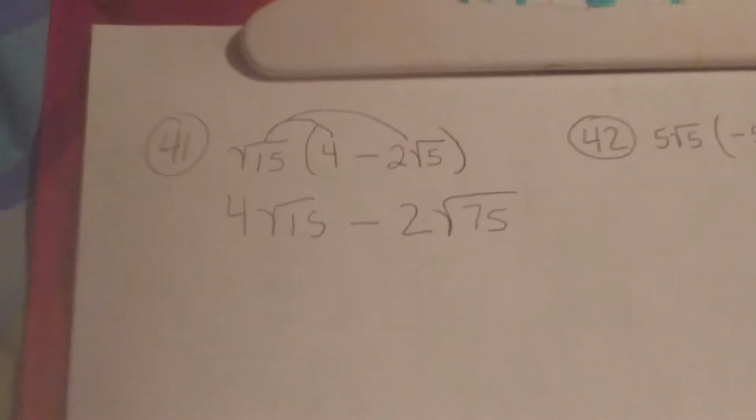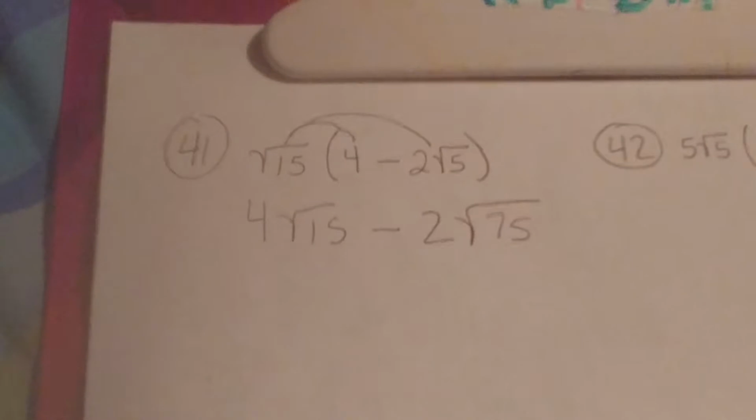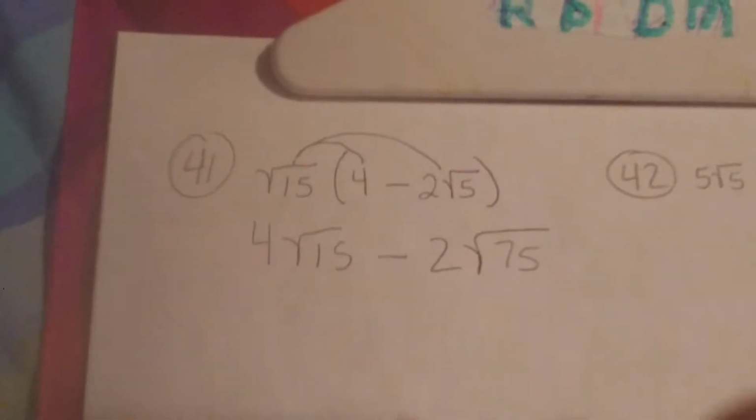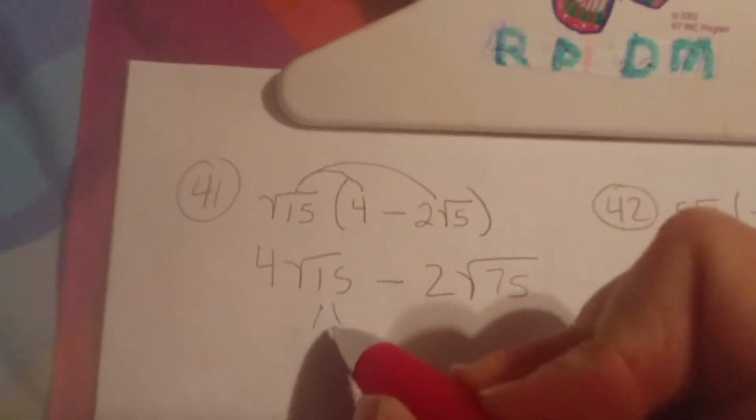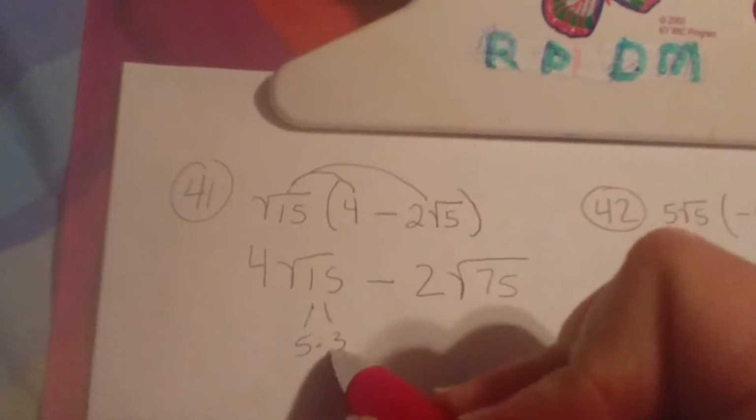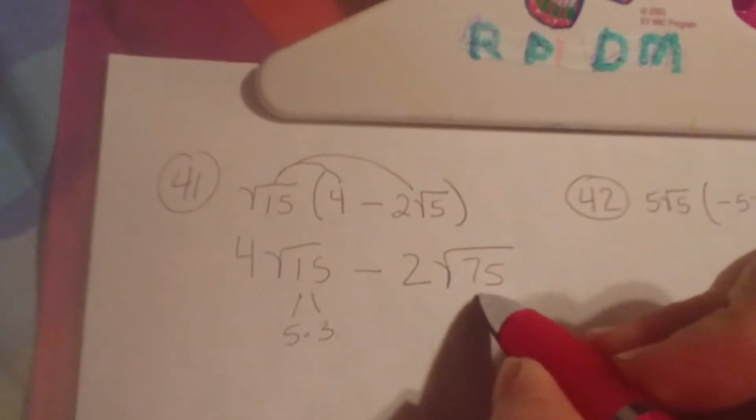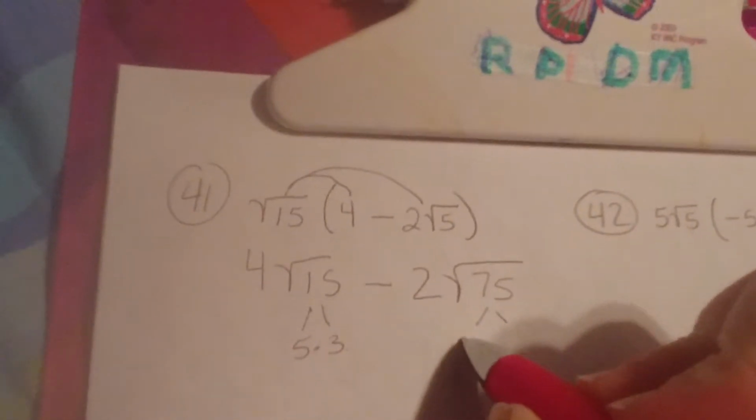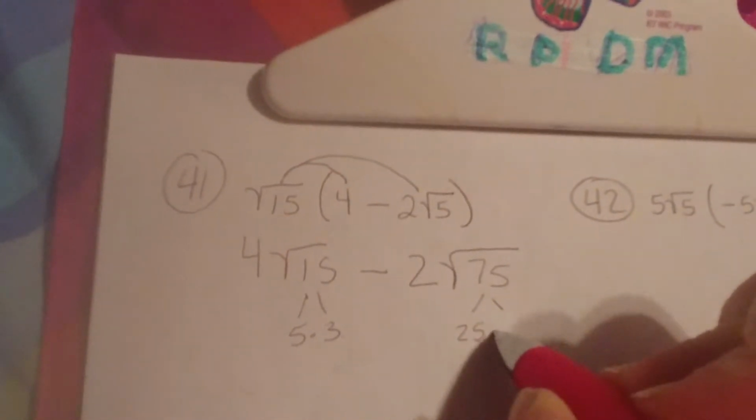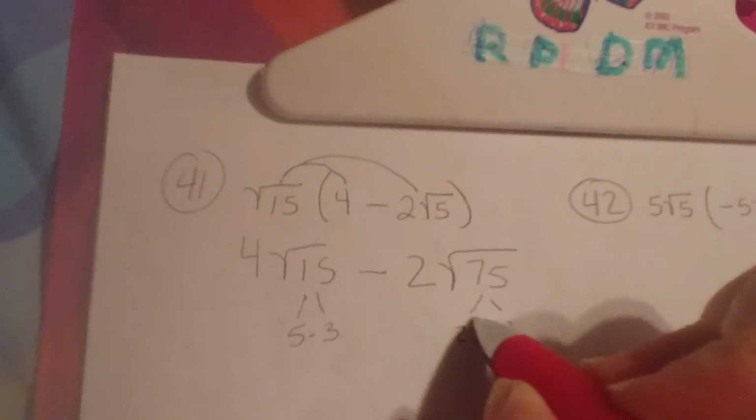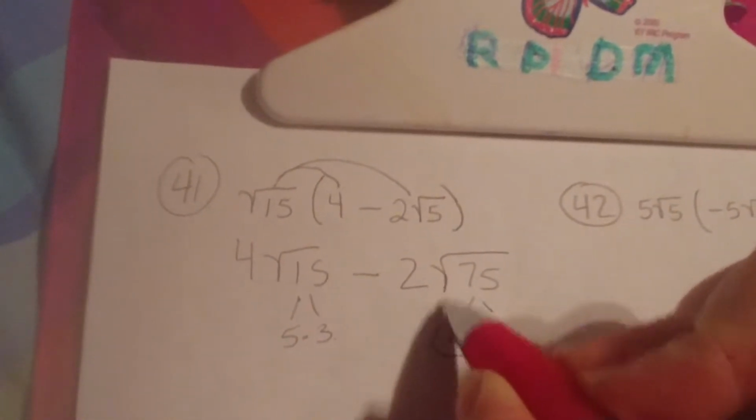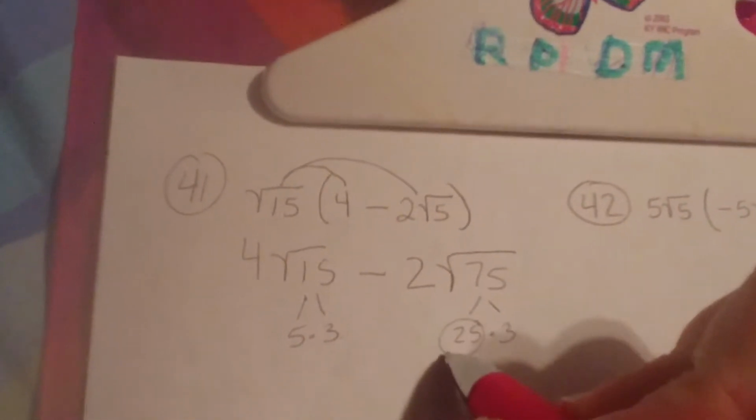That gives you 75. So then 15, the only way you can break down 15 is 5 by 3. And since you don't have 2 of each of them, you can't do anything with them. So that's not very helpful in this case. Over here, when I break that down, I know that's 25 times 3. And 25, I can take the square root of that. And the square root of 25 comes out to be 5.